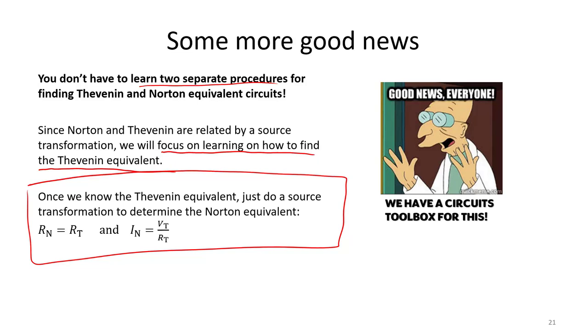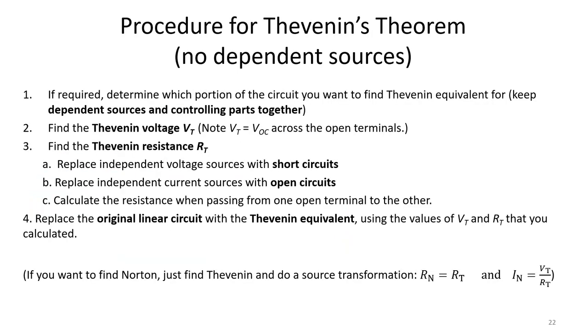So let's go ahead and now discuss how we would determine our Thevenin and Norton equivalents. What do we actually need to do? It turns out there are two cases for Thevenin's and Norton's theorem. If our circuit contains no dependent sources, then we follow the procedure shown here.